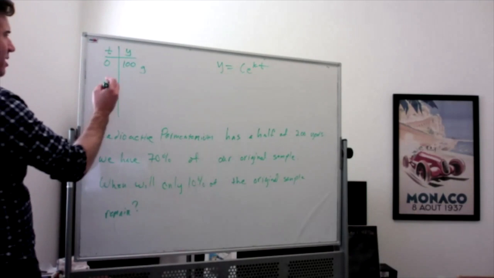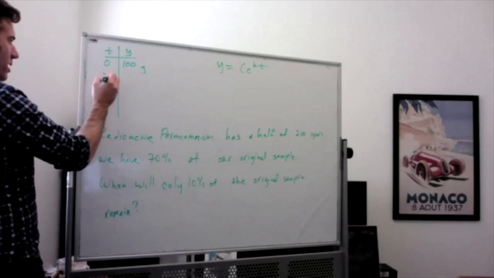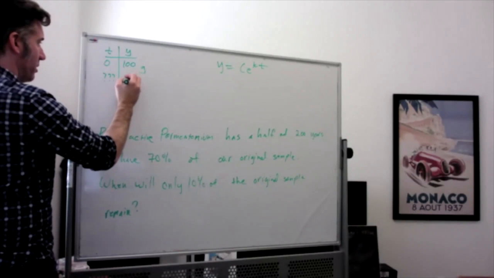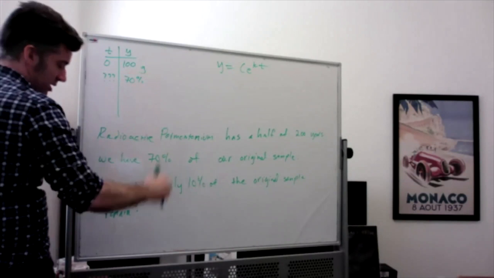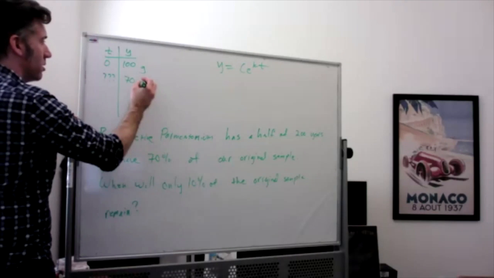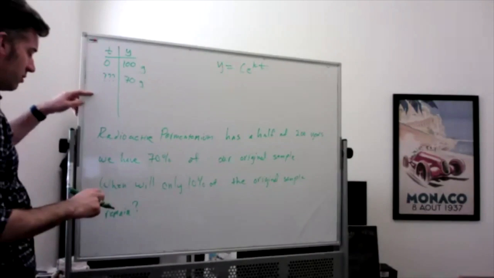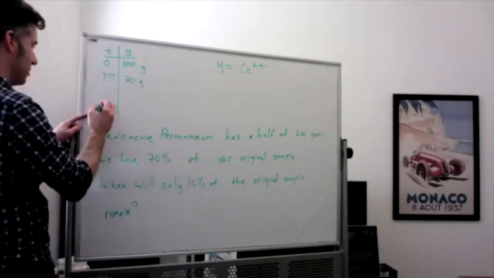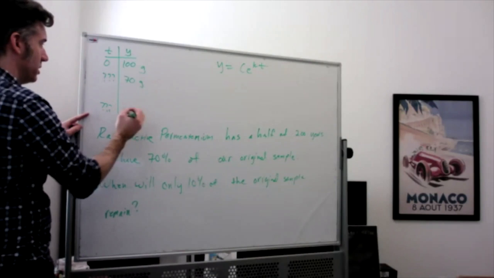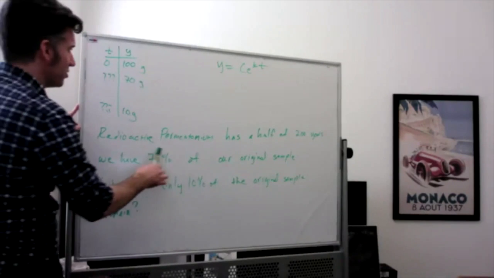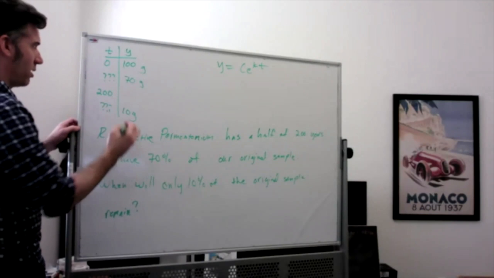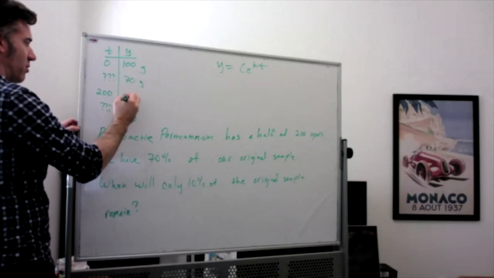So we know that at some time later, we don't know when, that's kind of our starting point, there's going to be 70%, which is just 70. That's why I used 100. We know that at some other time later, there's going to be 10%, which is 10 grams. We also know that after 200 years, there are exactly half as many grams as we started with.